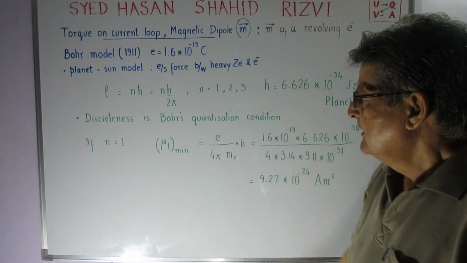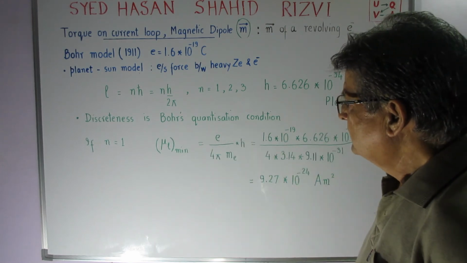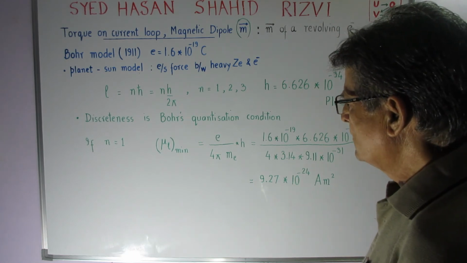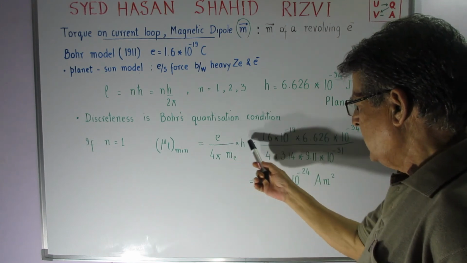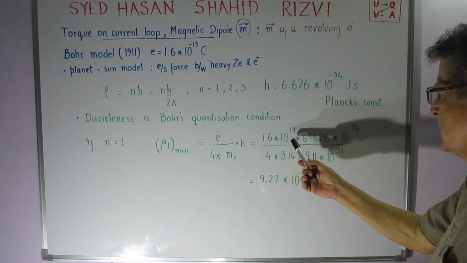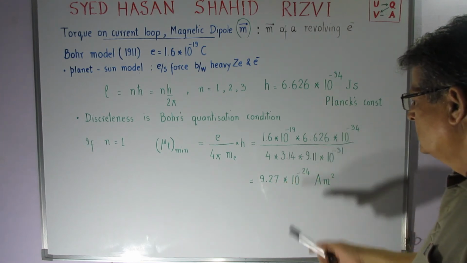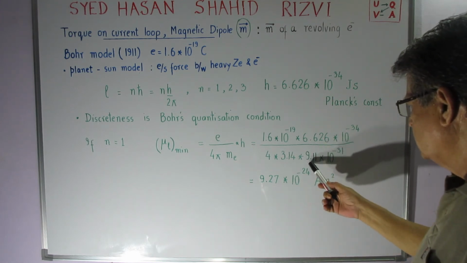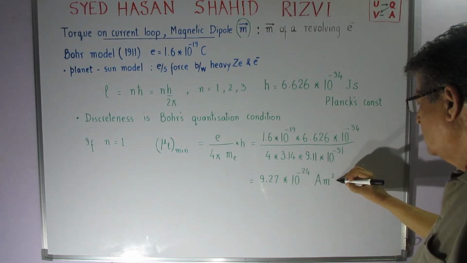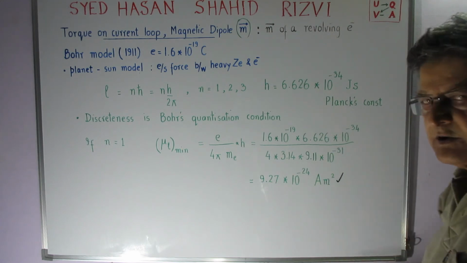then we find that the minimum value of mu L, which is actually the dipole moment vector associated with that, is equal to eh upon 4 pi m e naturally. And so if I substitute the values, 1.6 into 10 to the power minus 19, 6.626 into 10 to the power minus 34, 4 into 3.14 into the mass of the electron, 9.11 into 10 to the power minus 31, this turns out to be like this. If we put the value 2, this value will be twice, 3, thrice, etc.